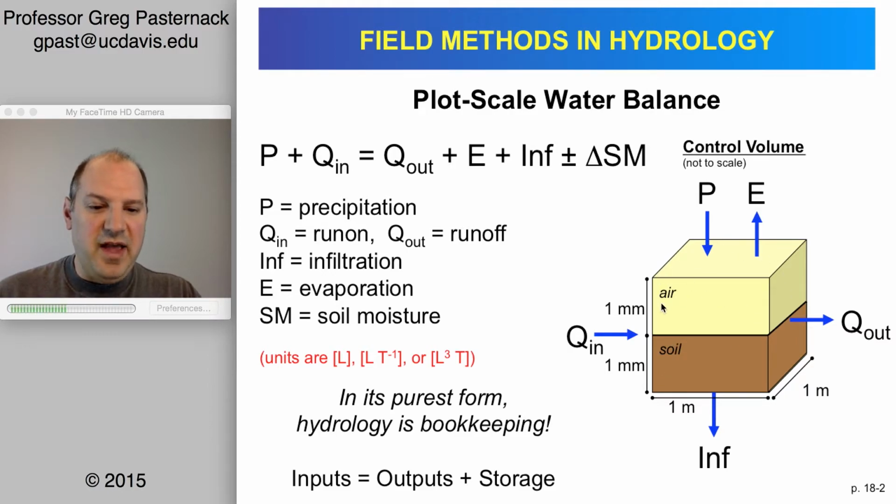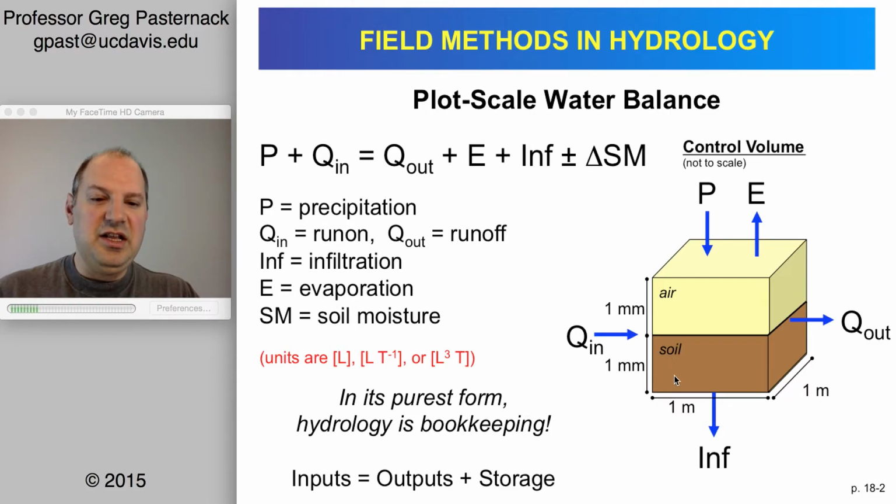For this interface, we have the precipitation that comes down on it. Being that this is bare soil, there's going to be evaporation leaving that surface. There could be water that runs on the surface and runs off the surface. And there can be infiltration to deeper levels below this 1 millimeter of soil layer.